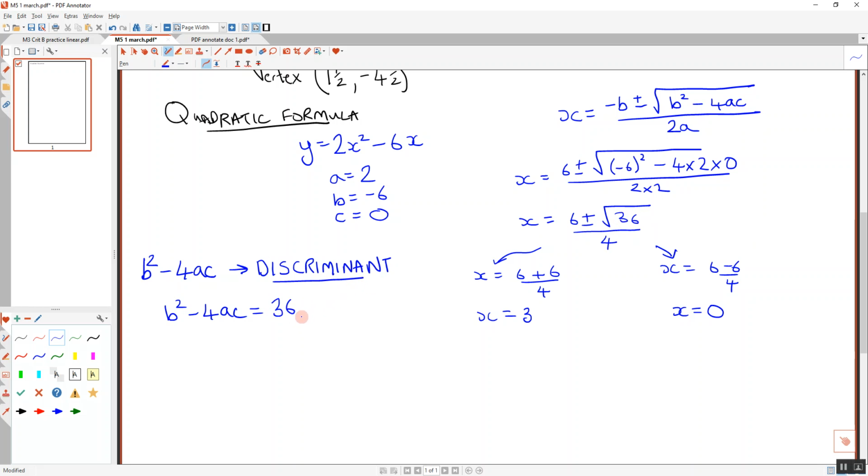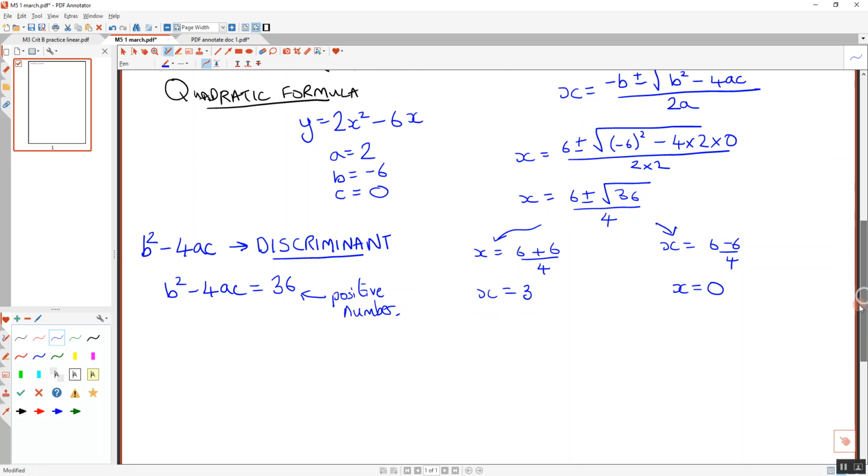It doesn't show us the x-intercepts. It tells us... okay, we'll not guess. We'll come back to it in a second. We'll do another couple of examples and hopefully you'll see. But I want to point out that this value of 36 is a positive number. We'll come back to the discriminant shortly. Also, x is 3 and 0.